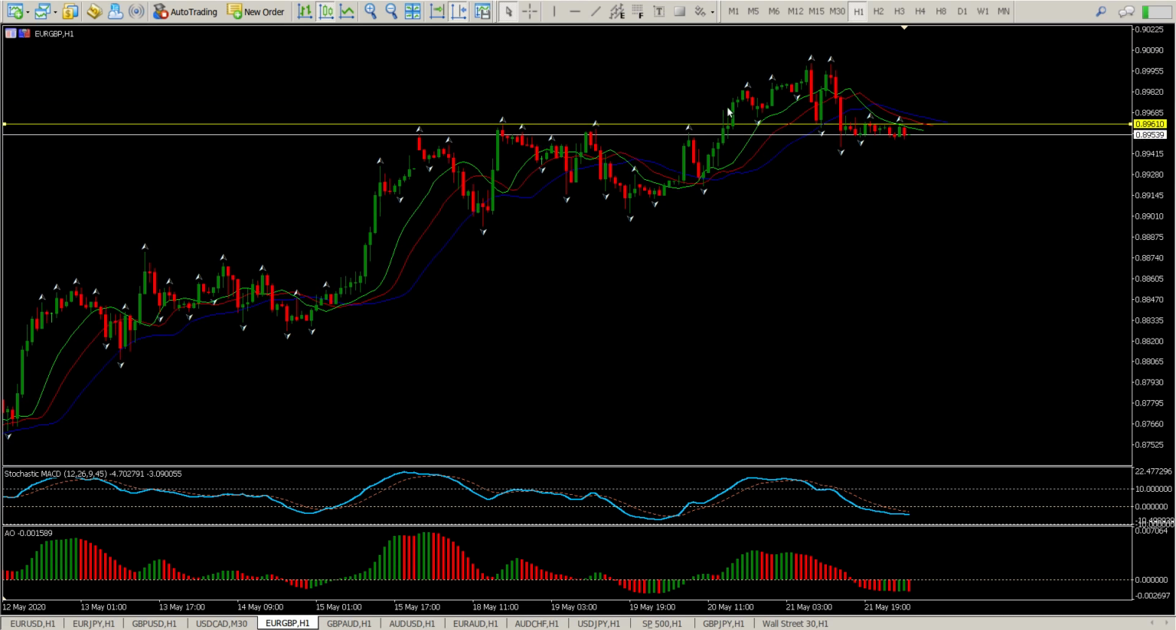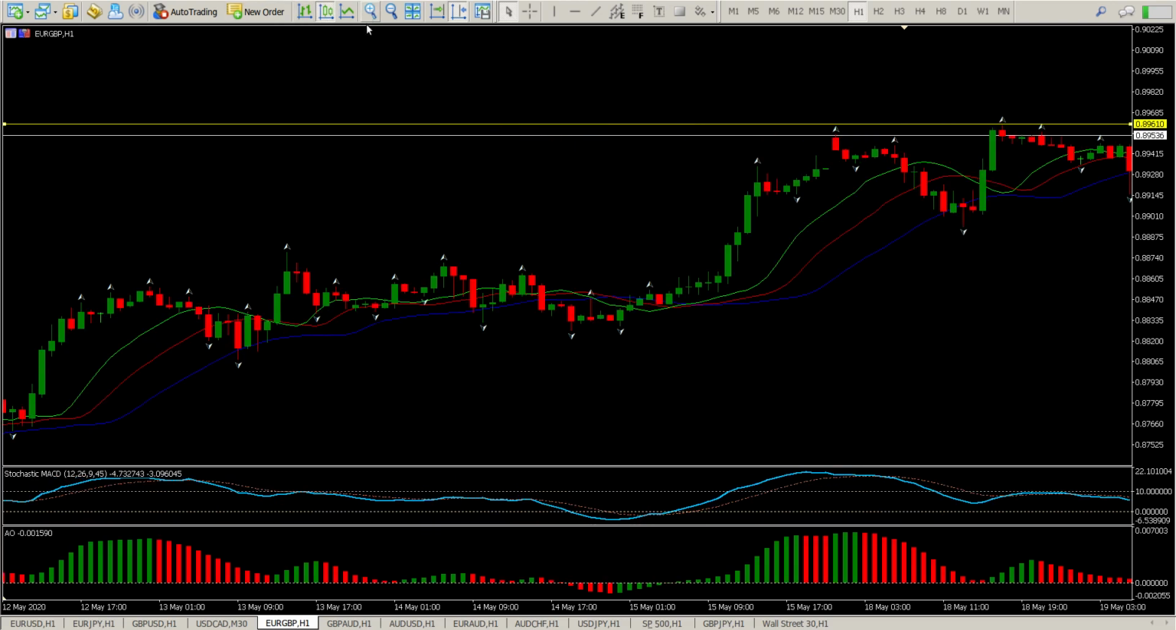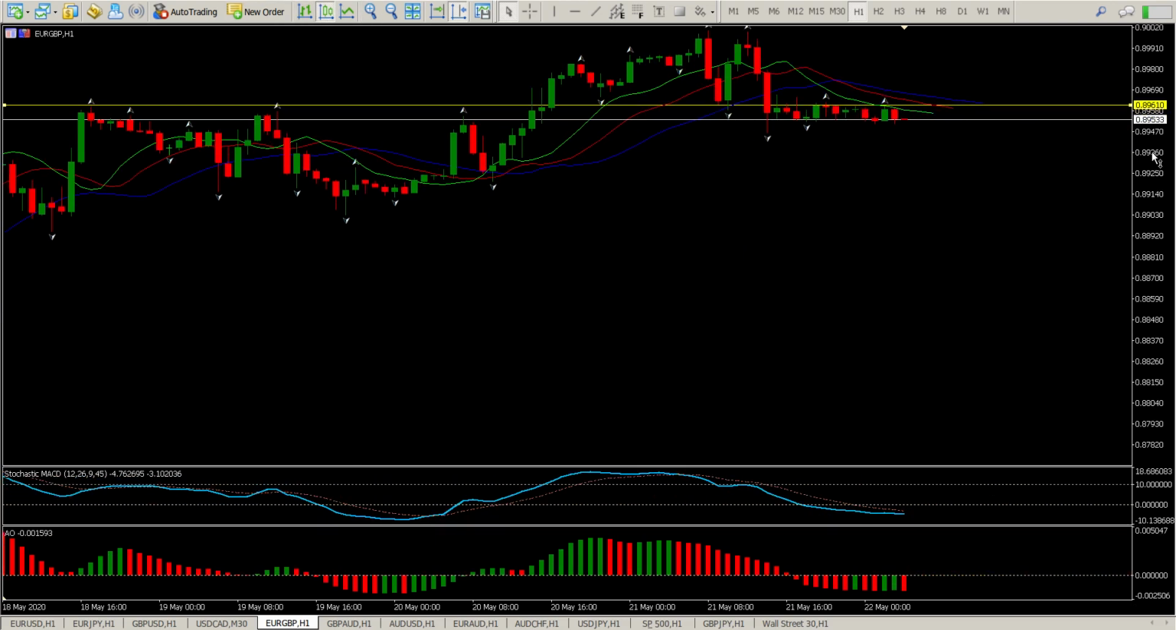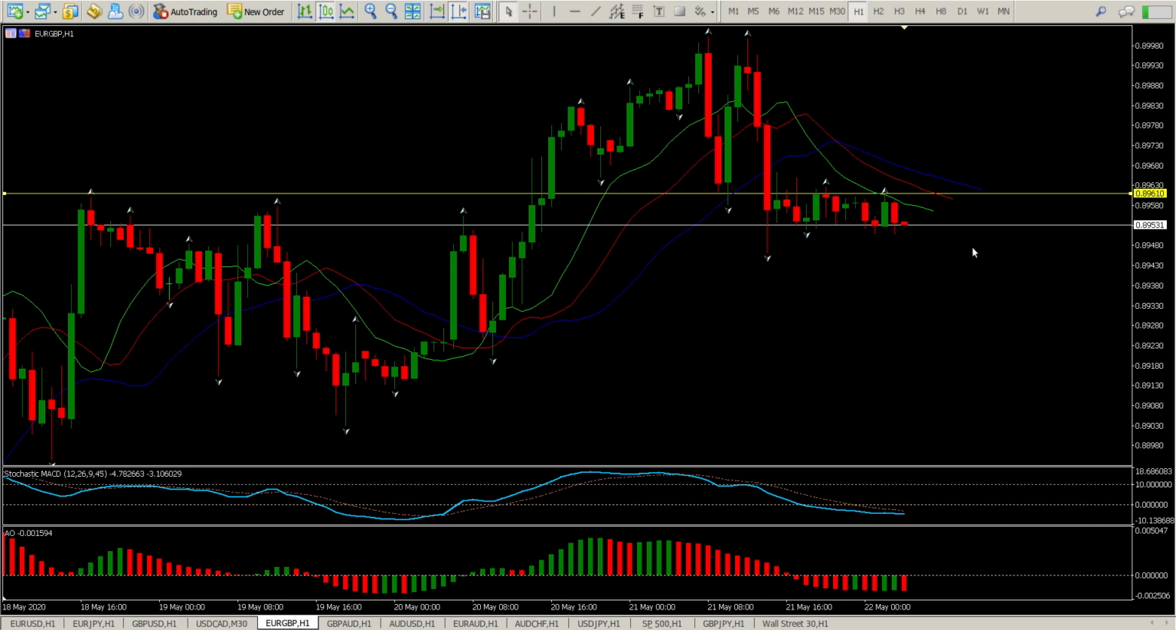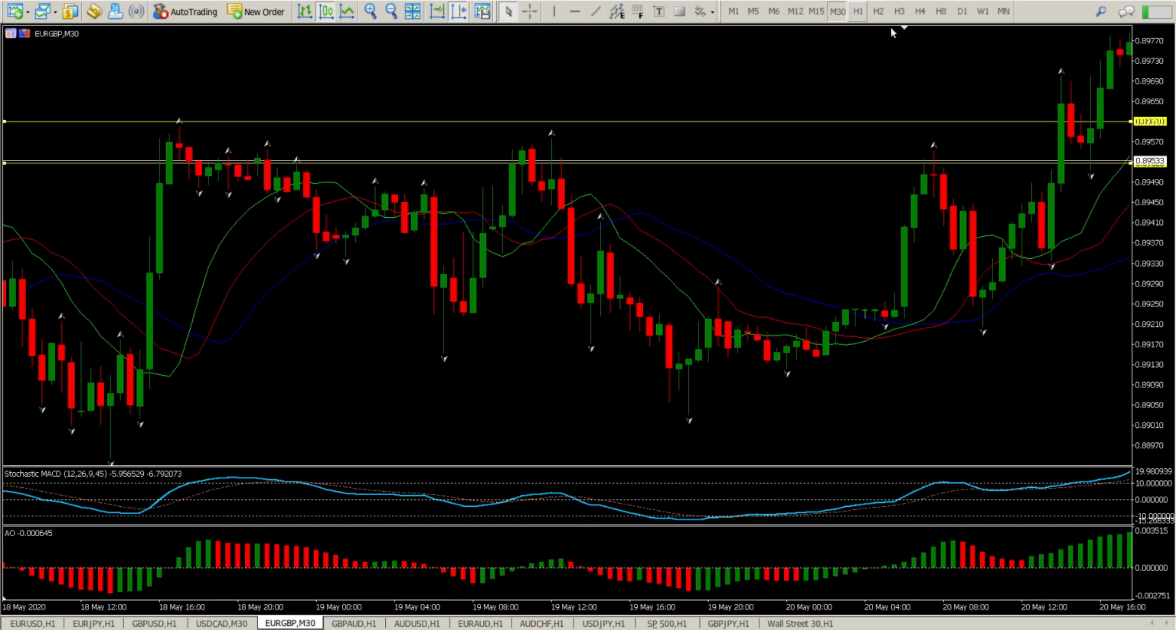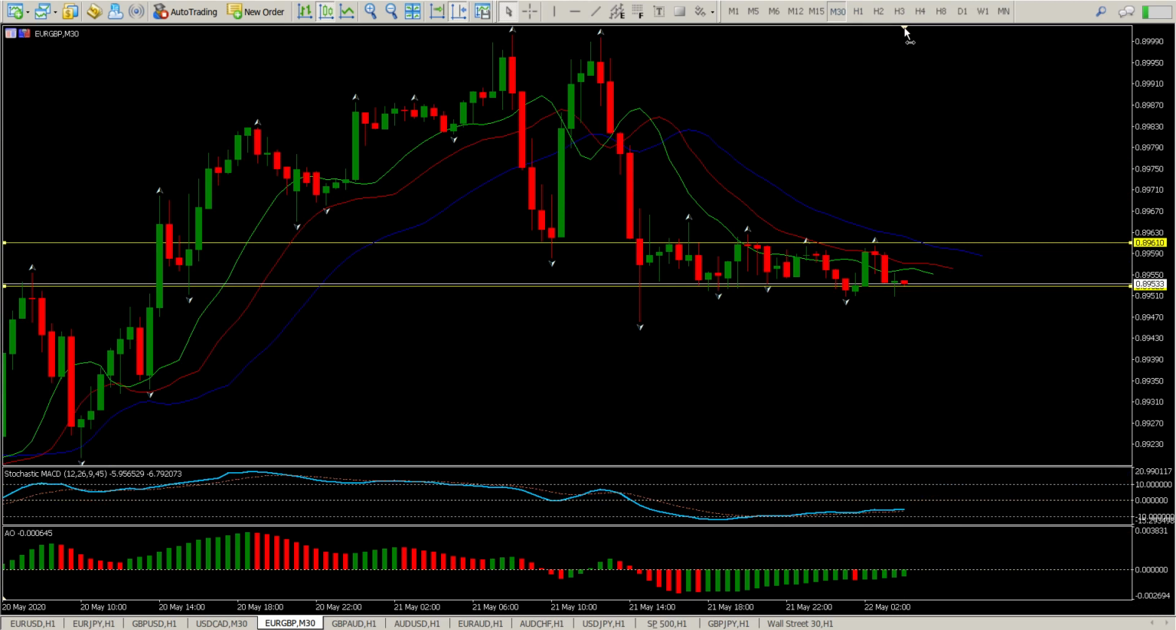Okay, so we are going sideways at the moment. No real setup right now. We're probably going to have to zoom in to see anything, but yeah, okay, so there's a fractal. That's my fractal right where price is right now. There it is there. We haven't really broken it. And if I come to the half hour on this one, we do have a new fractal. Right, let's get to that. There's my fractal to the downside.